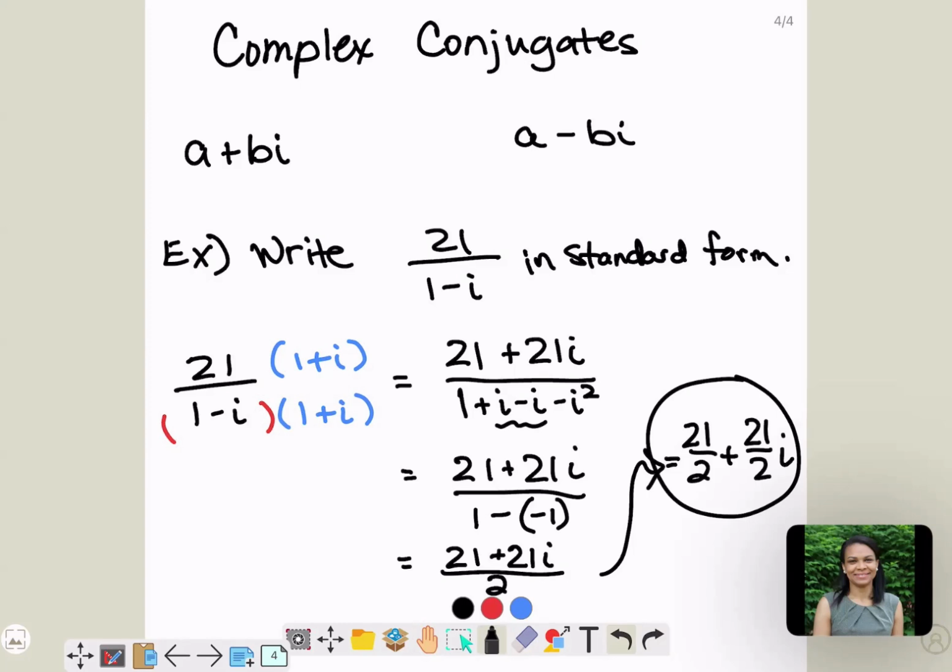All right, so hopefully that looks familiar. The homework will give you some practice to refresh your memory on these things, and then we'll talk about the trigonometric form of complex numbers next.